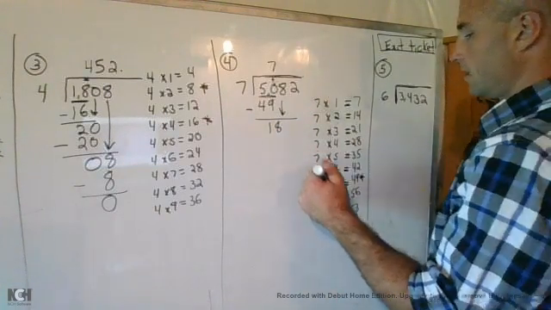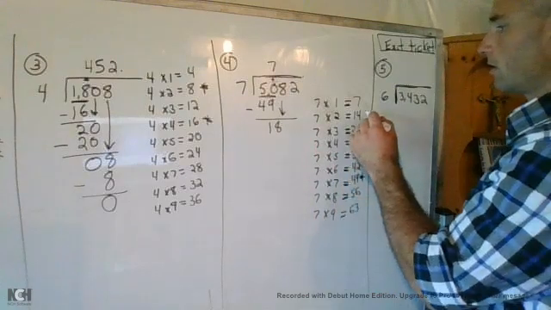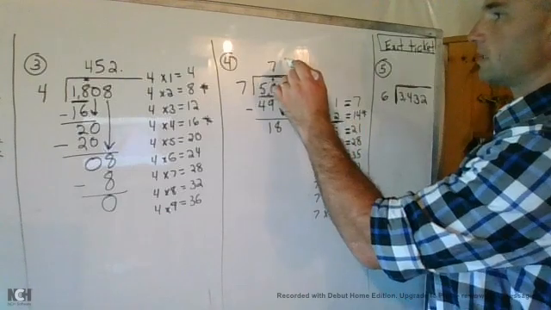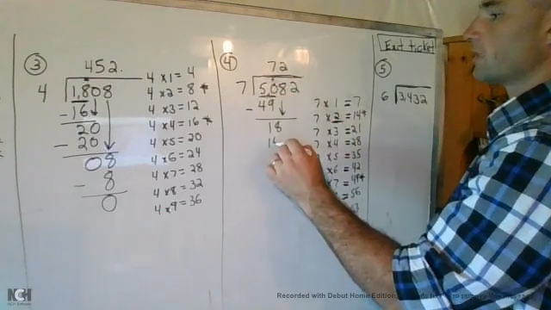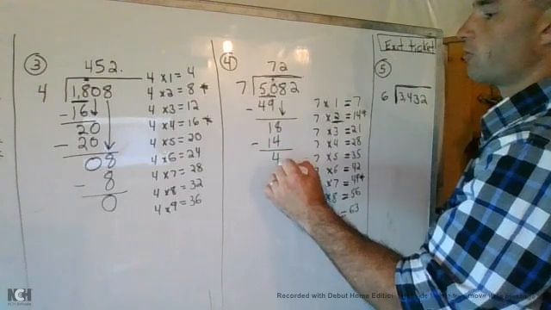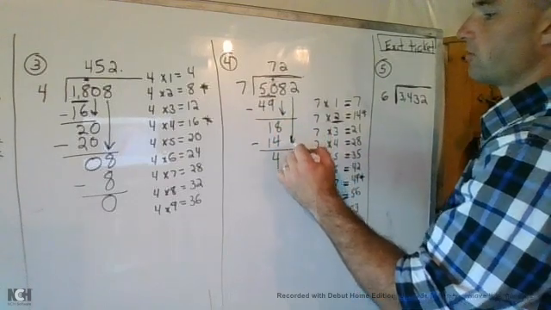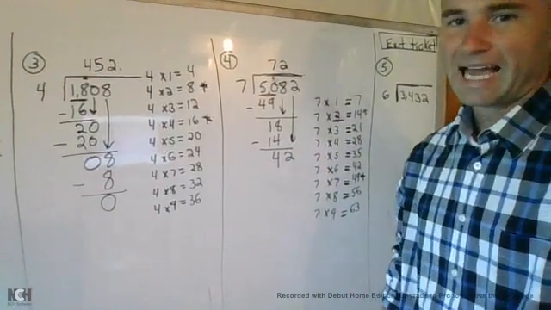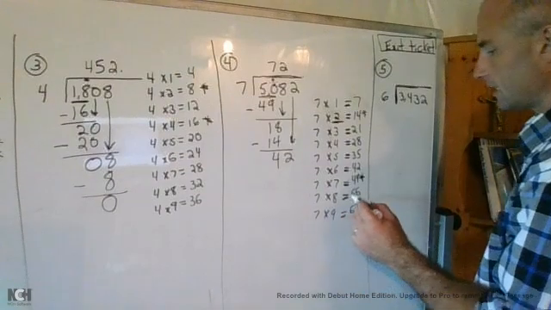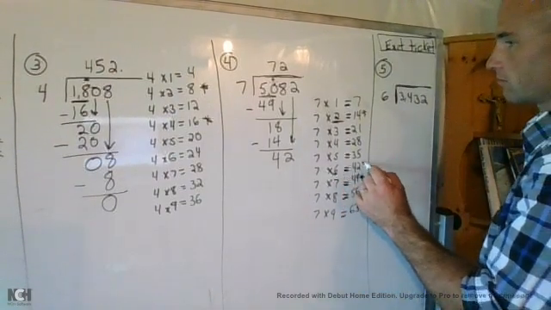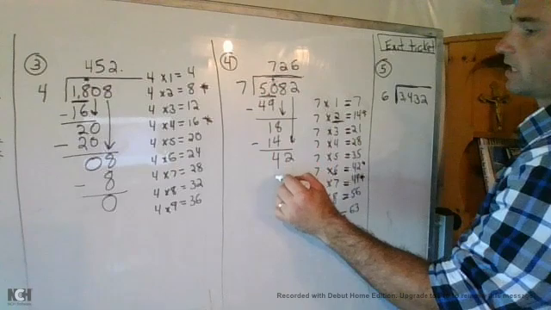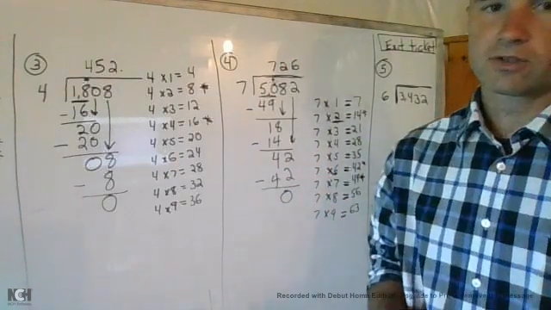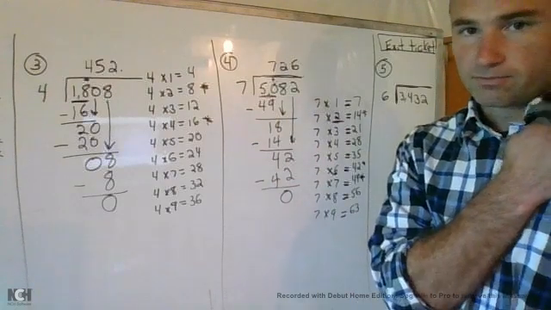7 goes into 18. How many times? Close I can get without going over is 14, which means it took you 2 times to get there. 2 times 7 equals 14. Subtract, you have 4. Bring down the 2 from the ones place. 7 goes into 42. How many times? Exactly 6 times. 6 times 7 gave you that 42. You have nothing left over, nothing to bring down, giving you a solution of 726.